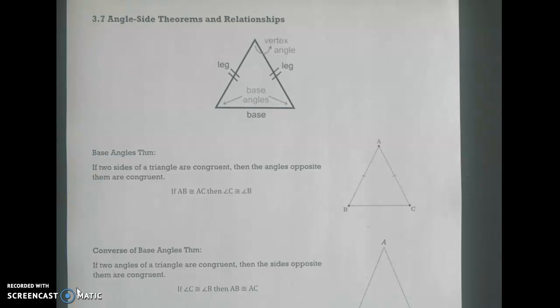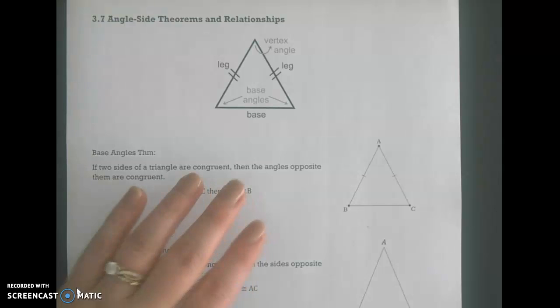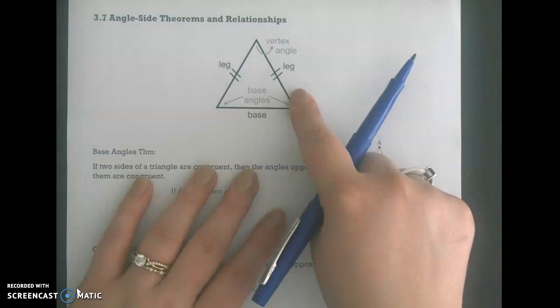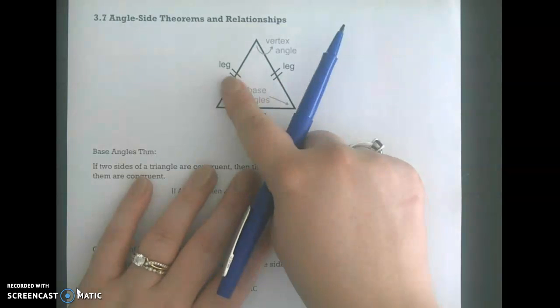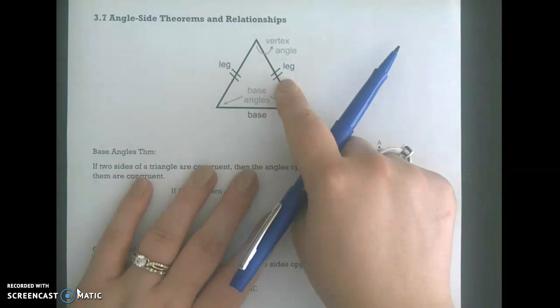Starting first, we're going to talk about some theorems that have to do with isosceles triangles. And remember, isosceles triangles are triangles where at least two of the sides are congruent to each other. First, let's talk about some vocabulary and terms. In my isosceles triangle here, I have two legs that are congruent to each other. So these are our legs.